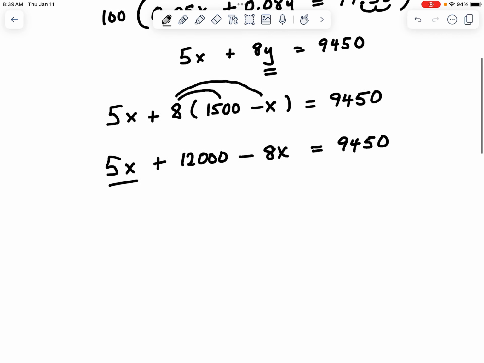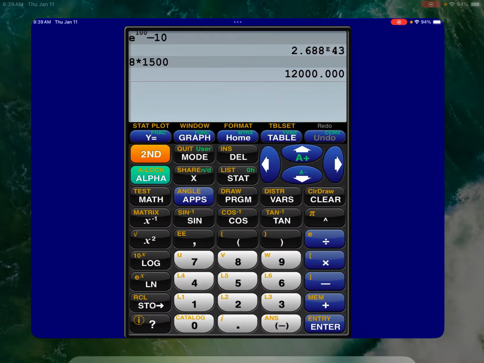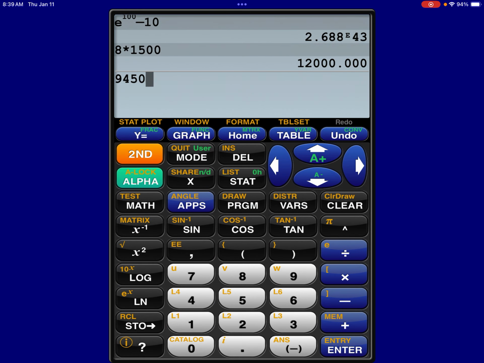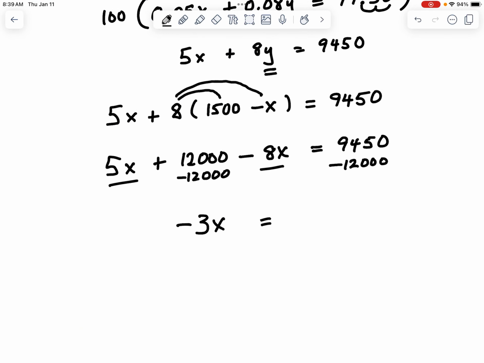So on the left side, if you combine the x terms, that's going to be negative 3x. And then I need to subtract 12,000 from both sides. So next I need 9450 minus 12,000. So that's a negative 2550. That equals a negative 2550. And then to solve for x, divide both sides by negative 3.